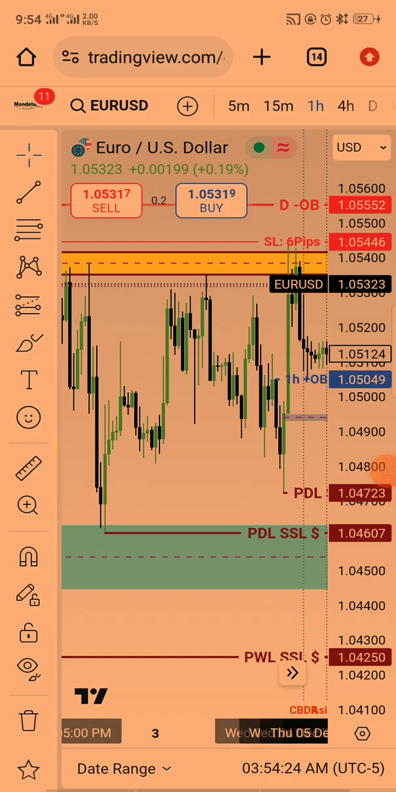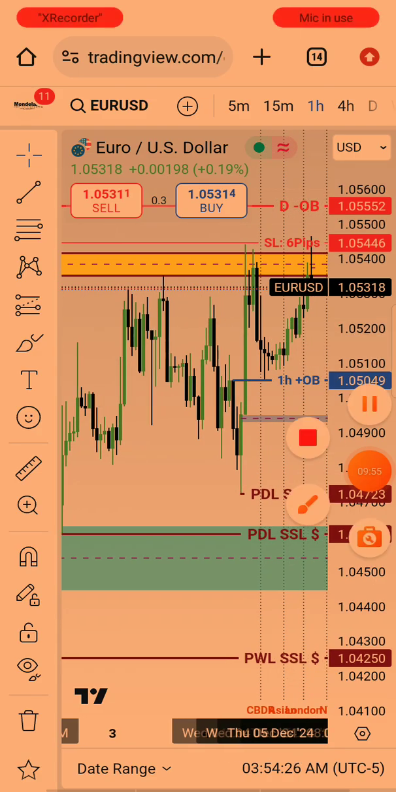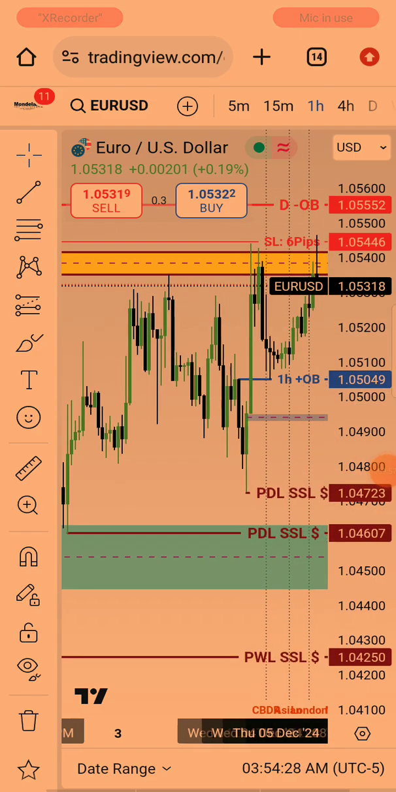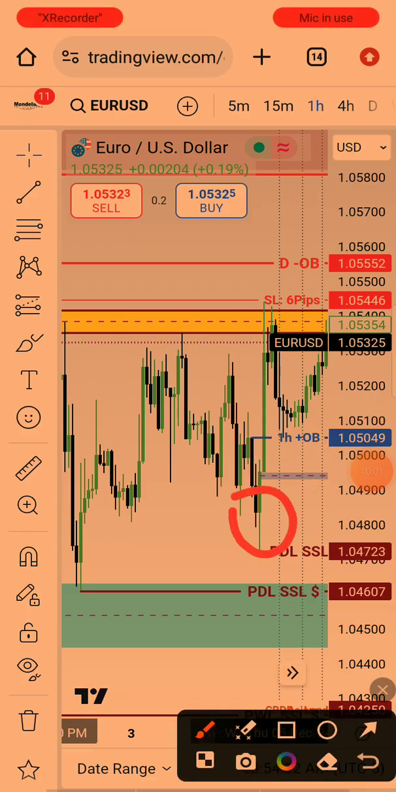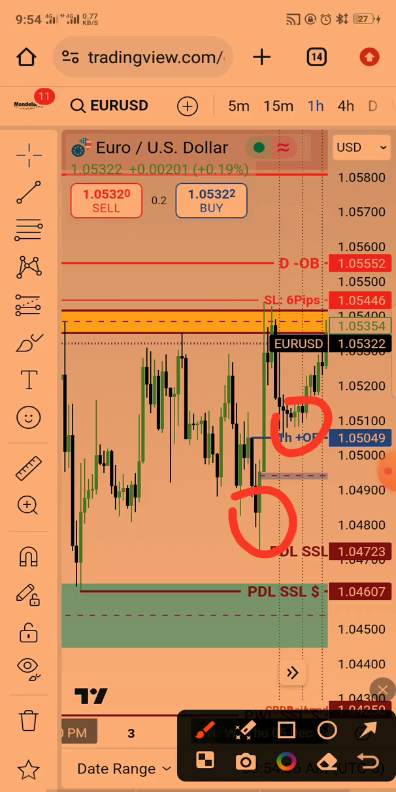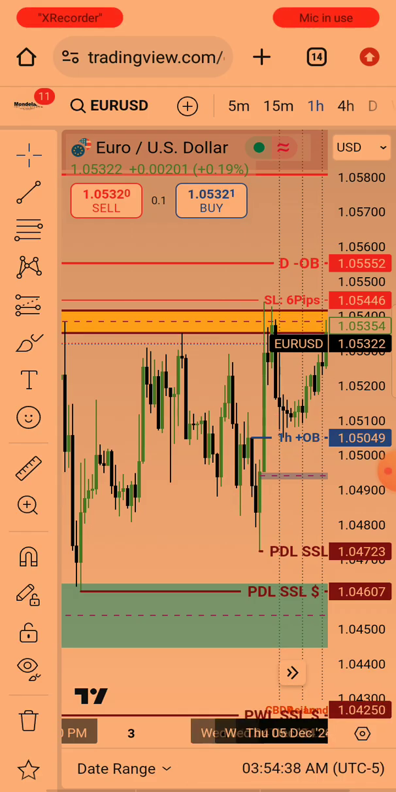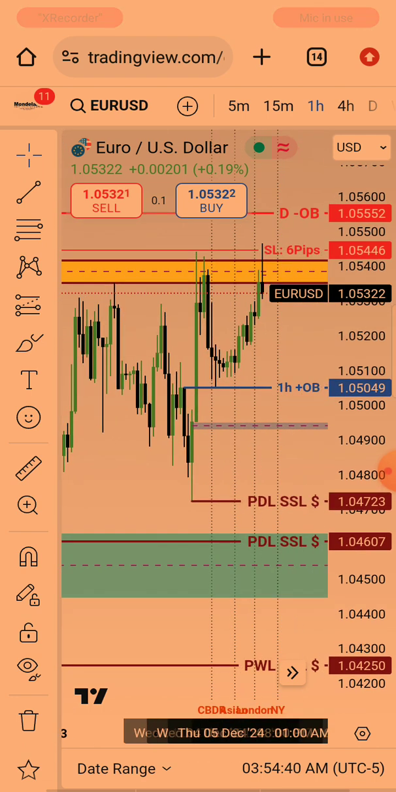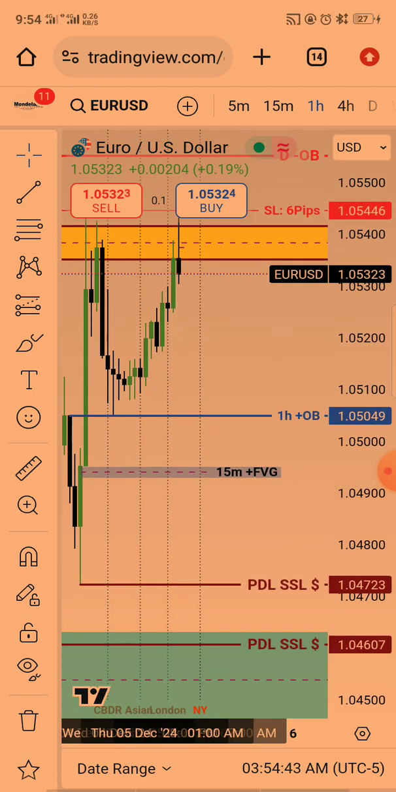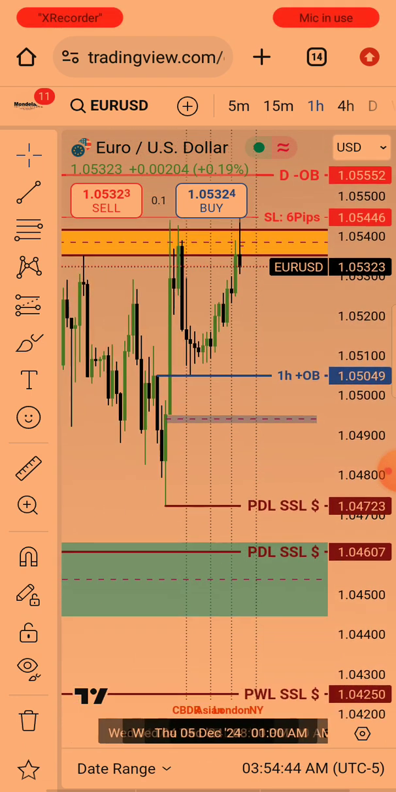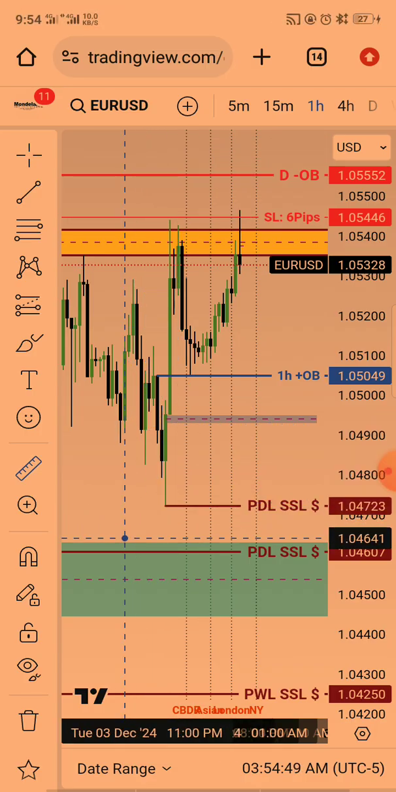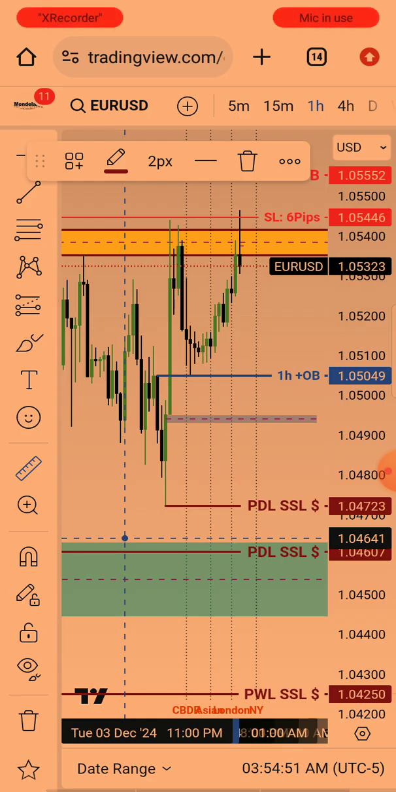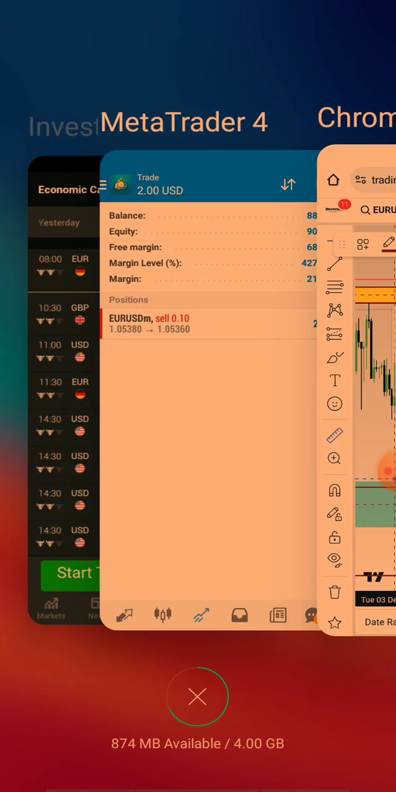So if I get another one, it will be here. If I get another entry, that will be here. Then if I get a third one, it will be here. That is how I'm going to manage this trade. So once I get 3 entry here, I'll just manage them like that for today, right? So let me set this first TP. Let me set it here. 1.04641.